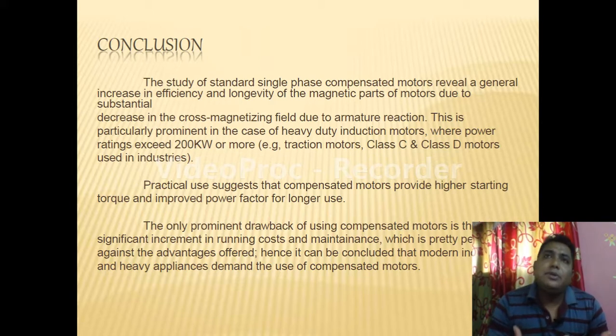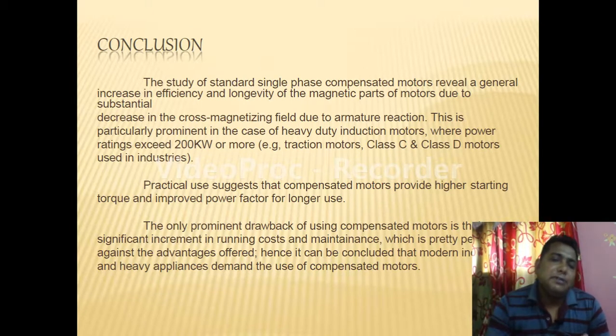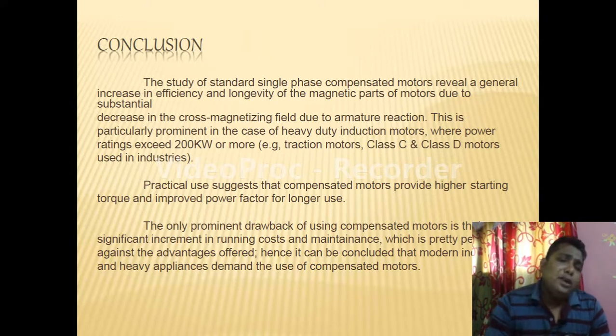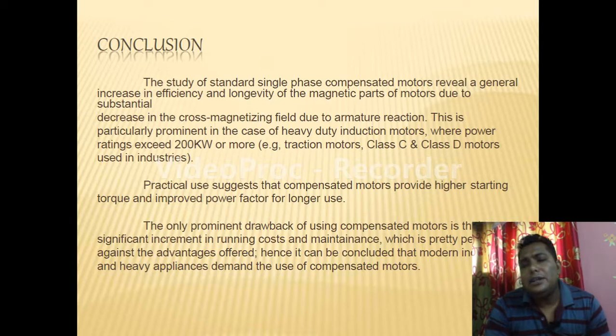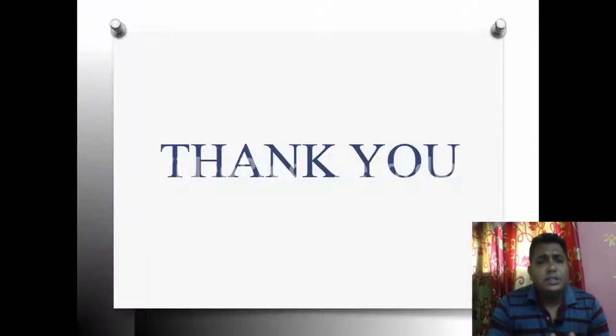Okay, so where we want to use a motor for a long time, 10 years, 20 years, then though it has a high cost and high maintenance, it can be justified if the machine is running for a long period of time. The only prominent drawback of using compensated motors is the significant increase in running cost and maintenance, which is pretty small compared to the advantages offered. Hence, it can be concluded that modern industries and heavy appliances demand the use of compensated motors. So this is all for today.